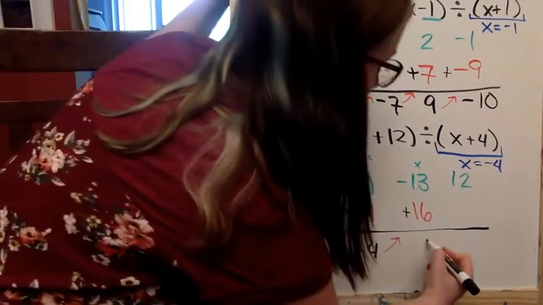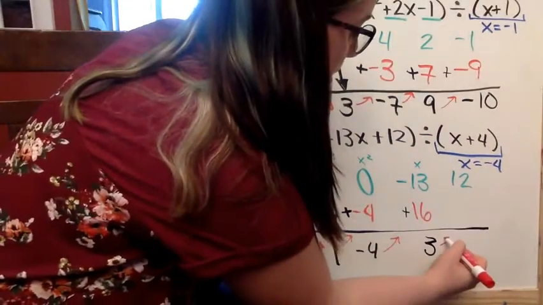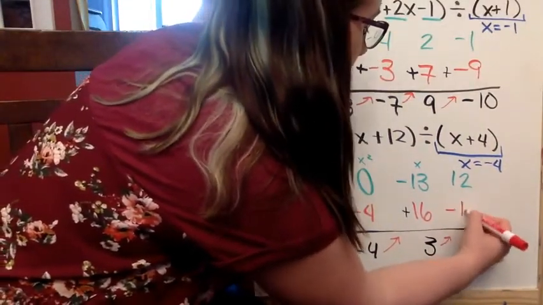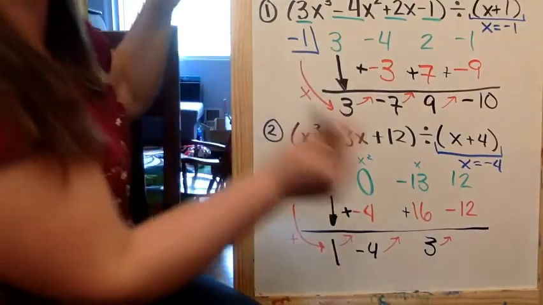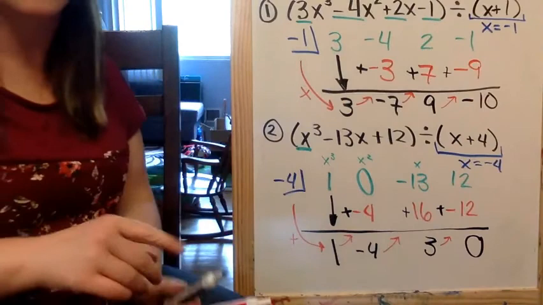Add to get 3. -4 times +3 gives me -12. And then adding here at the end, 12 plus -12 would give me 0.